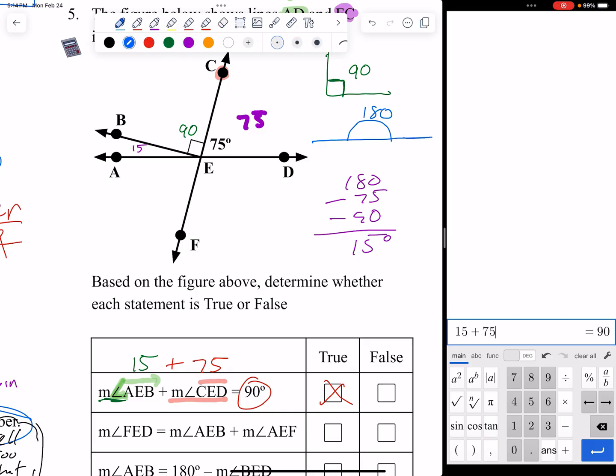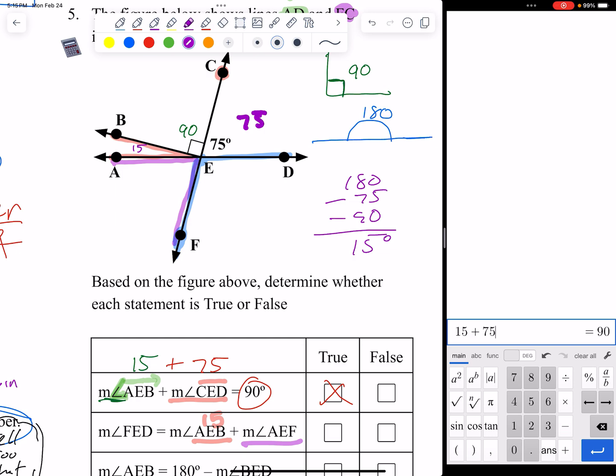So for the second one, I got FED. So where's FED? FED. So I got this one right there. FED is equal to AEB. AEB, which I already found was 15. FEB plus AEF. So AEF.